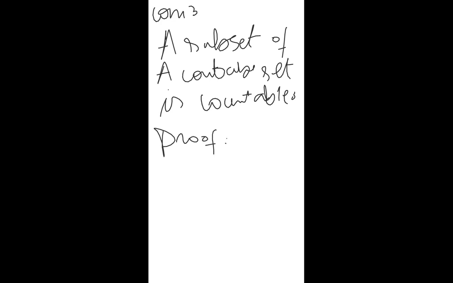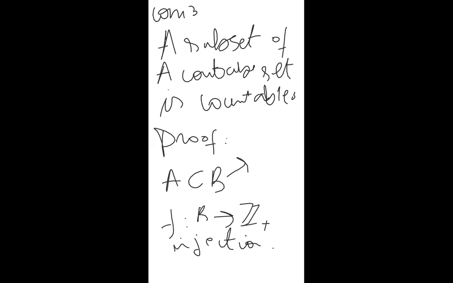Again, we don't have much time. The proof is in the textbook, but it's simple. Let A be a subset of B and B is countable. If it's finite, then we're done. But if it's infinite, then we can find an injective function from B to Z plus, and then we just restrict f to A. This would be our new injective function, f restricted to A, to Z plus. And that means that A is countably infinite.